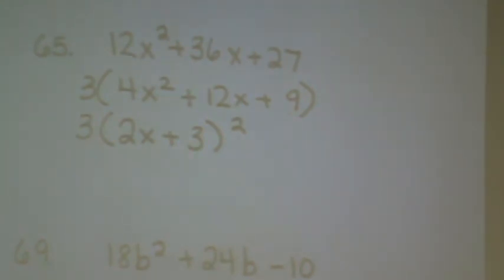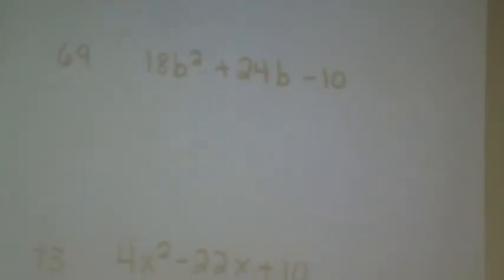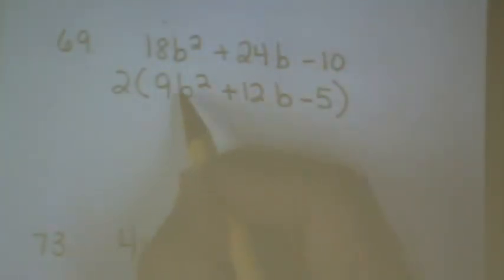For 69, I see a common 2 I can take out. These are each even numbers, so 2 can be taken out. You're left with 9b squared plus 12b and then minus 5. Now, this is a perfect square, but this is not. And there's a minus sign here. So this is one where you're going to have to guess and check.